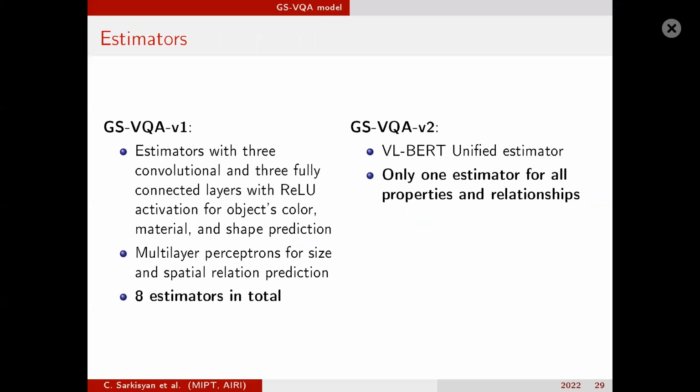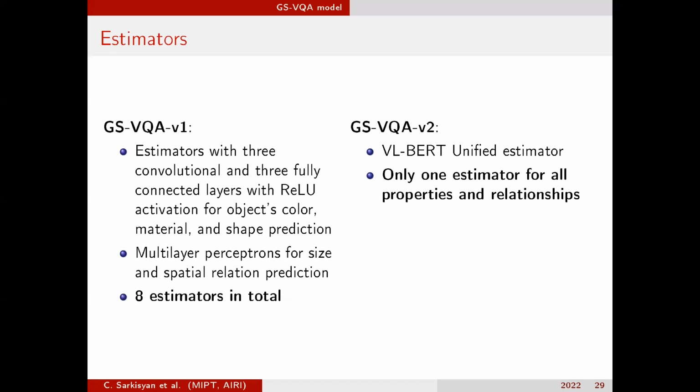There are two versions of the model. In the first version, we use multiple estimators with different architectures and input formats. For example, for question answering on the CLEVR dataset, we trained 8 estimators. For color, material, and shape prediction, we used convolutional networks, while for size and spatial relations, we used multi-layer perceptrons. Each estimator is trained separately on different data, which can be a laborious task for a large number of objects' attributes.